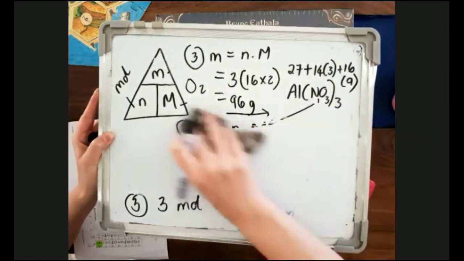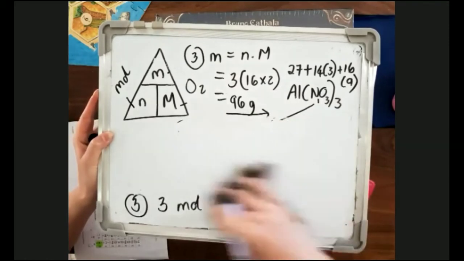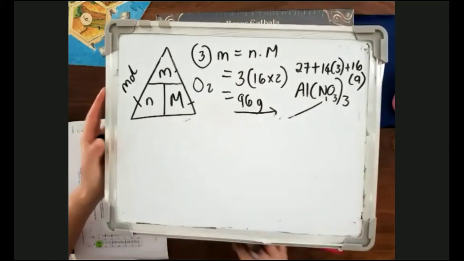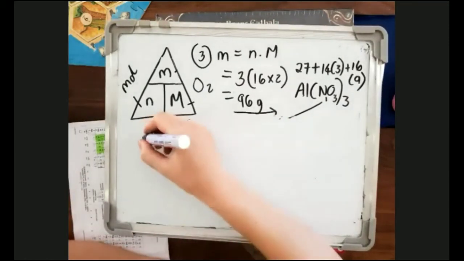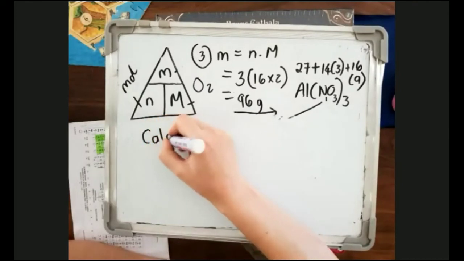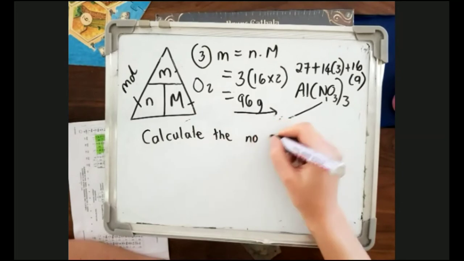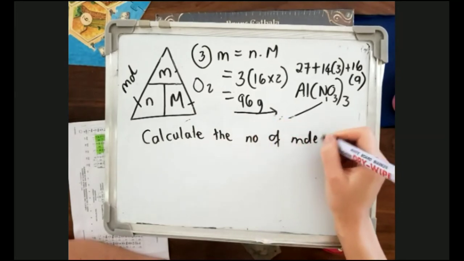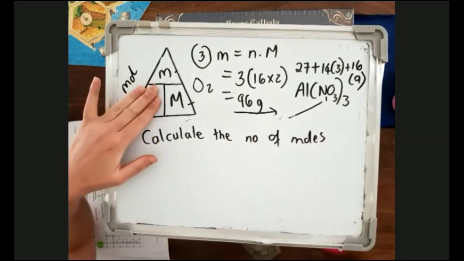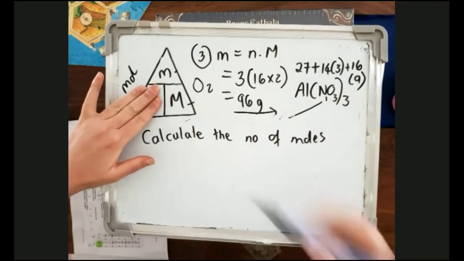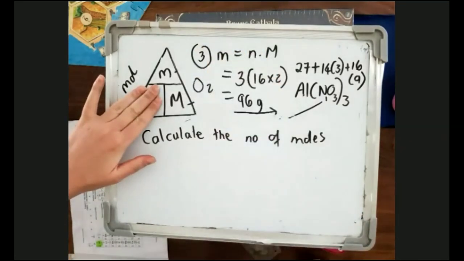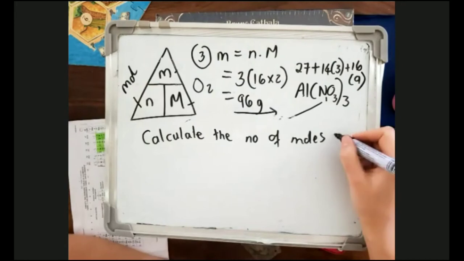Okay, I'm going to give you guys just 2 more of these before I move on to the next triangle, where now you have to work out the number of moles. So you're doing it differently. Now the question is to calculate the number of moles. So you have to manipulate your triangle a bit. Always cover what you're looking for. So if you're looking for mole, it's going to be mass divided by molar mass.